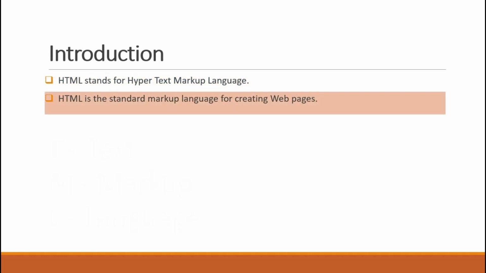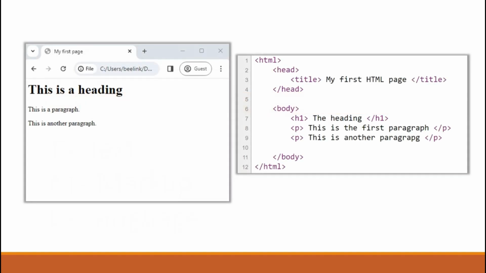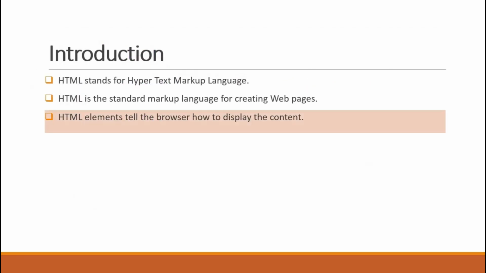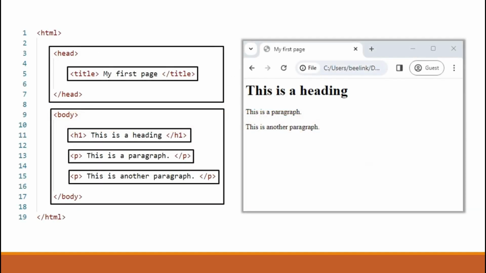HTML is the standard markup language for creating web pages, which means that every web page uses HTML. Here, we have a simple HTML page on the left, and its source code on the right. If you look in the source code, you can see the HTML being used there. HTML elements tell the browser how to display the contents. On the left we have HTML codes and on the right we have its output.